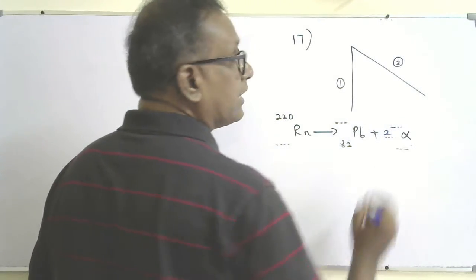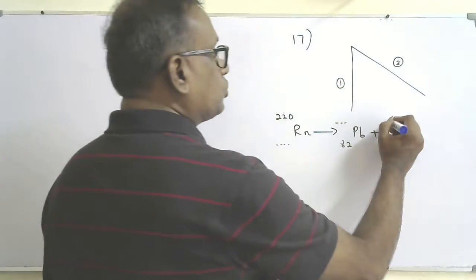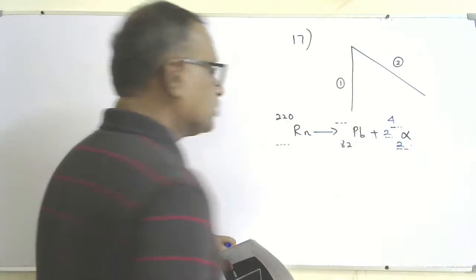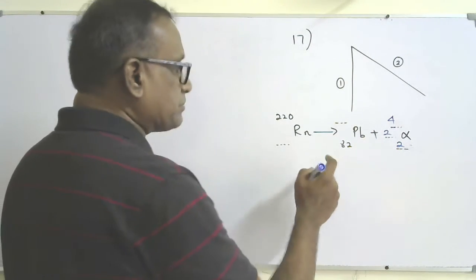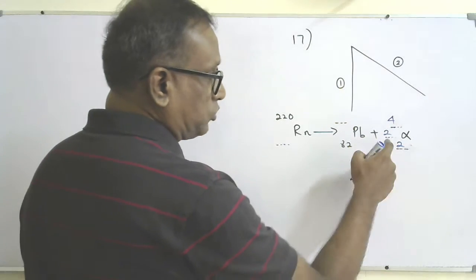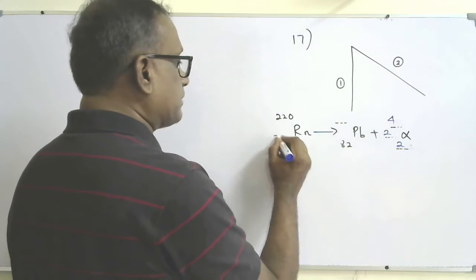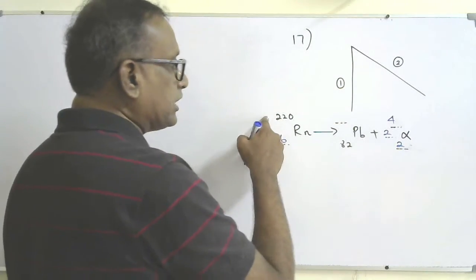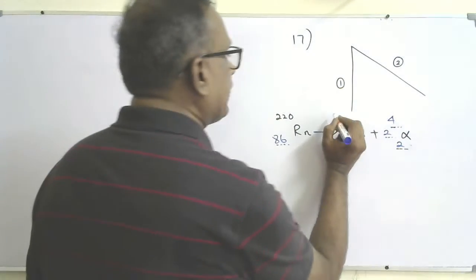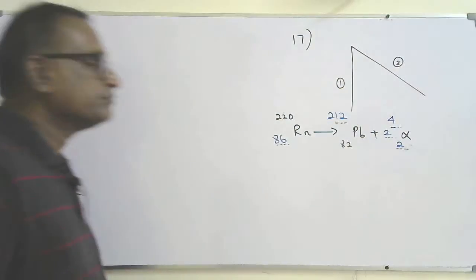We know alpha is 4 over 2, that you must remember. Now balance it. So 2 into 2, 4, here 82. So it must be, this is 82 and 4, 86. So this must be 86. Same way, balance it. 2 into 4, 8. So here 220. This must be 212.